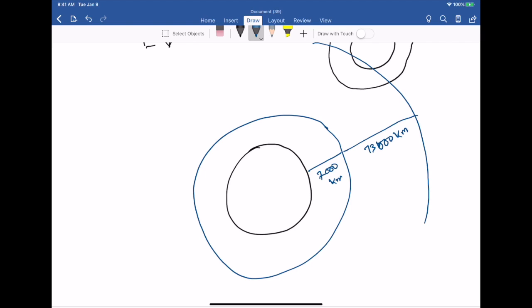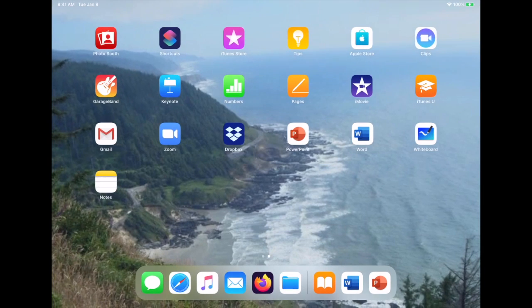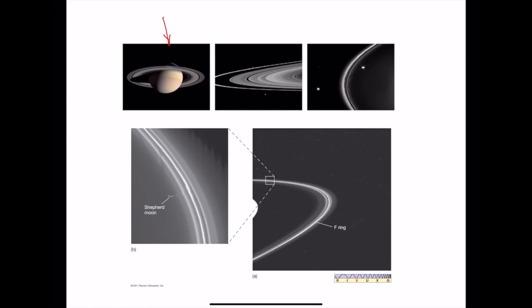And what are these amazing rings made up of? They are made up of chunks of ice. So they're 99.9% water ice. So they're chunks of ice orbiting Saturn. So that's what the rings are made up of, like billions and billions of chunks of ice of various sizes orbiting Saturn.